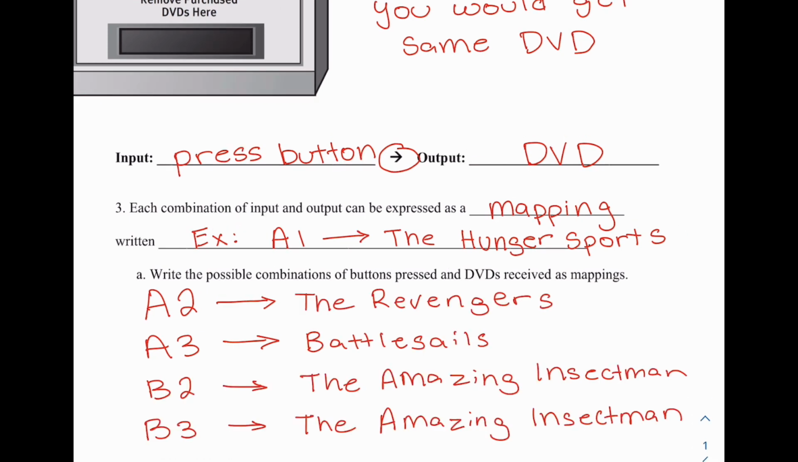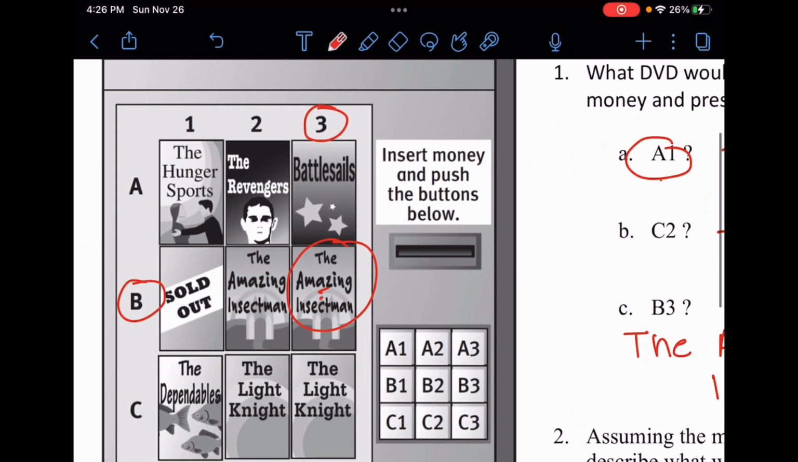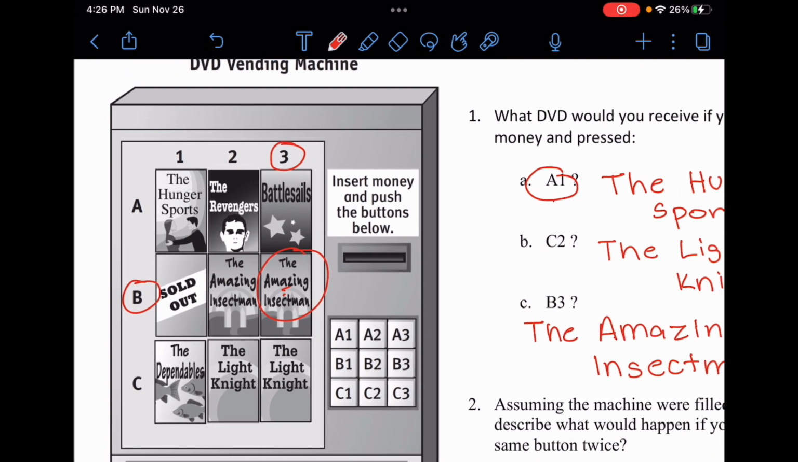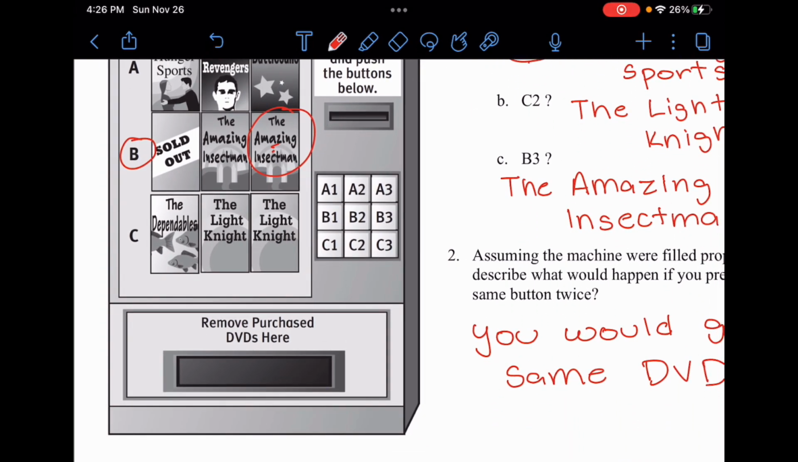Welcome back. Hopefully you were able to write all of the following mapping diagrams. I stopped at B3, but I think you get the idea. A2's output is The Revengers, A3's output is Battle Sales, and if you notice I skipped B1, and it's because B1 is sold out. If I were to press that button, I would get no DVD, nothing would come out. So I can't write a mapping if there's no output, so I just skipped B1.